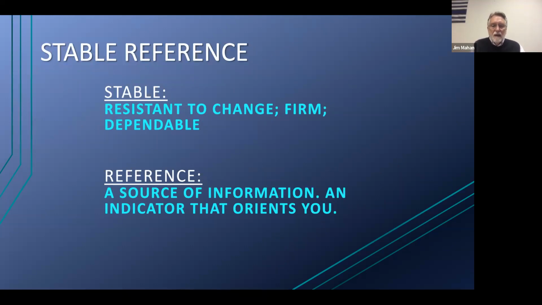Stable, resistant to change, firm and dependable. The thing about that is that a stable reference doesn't change. It's the same all the time. You could always depend on it. The reference part, a source of information, well, we already know that, we understand that. But this second sentence here, an indicator that orients you.